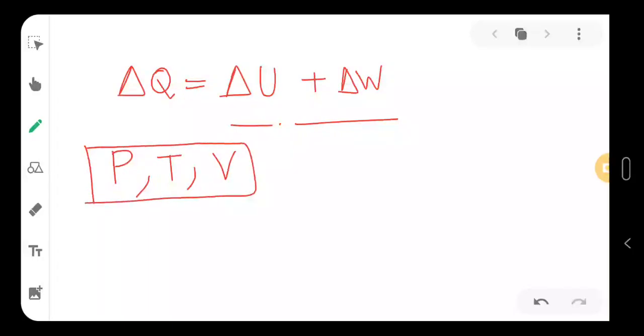Now variation of these thermodynamic parameters will create different situations, and as a result we get different processes. Now what are the processes we have, and how the work is done on that system, we will be looking into it. So the first one is called the isobaric process. Isobaric process.